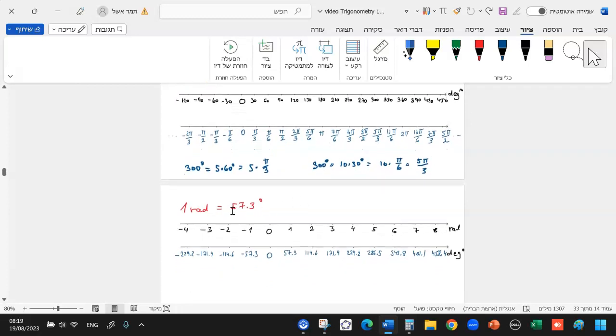I added a scale here of units of 1 radian. This is not something you need to know by heart. It is just for more explanation and understanding.